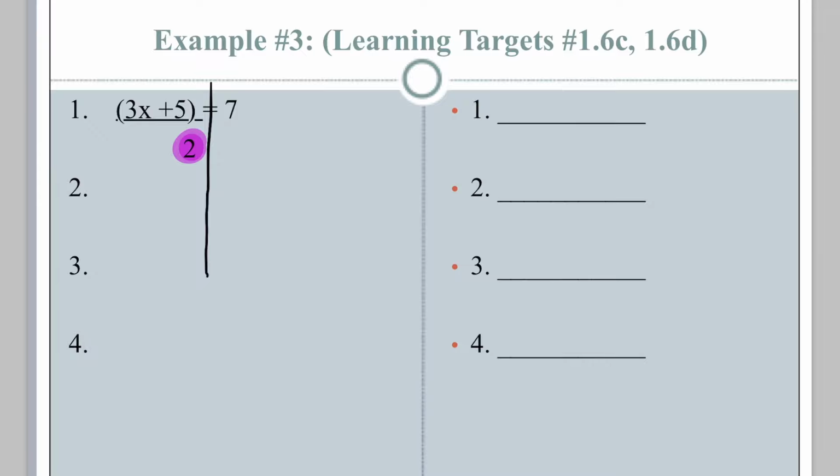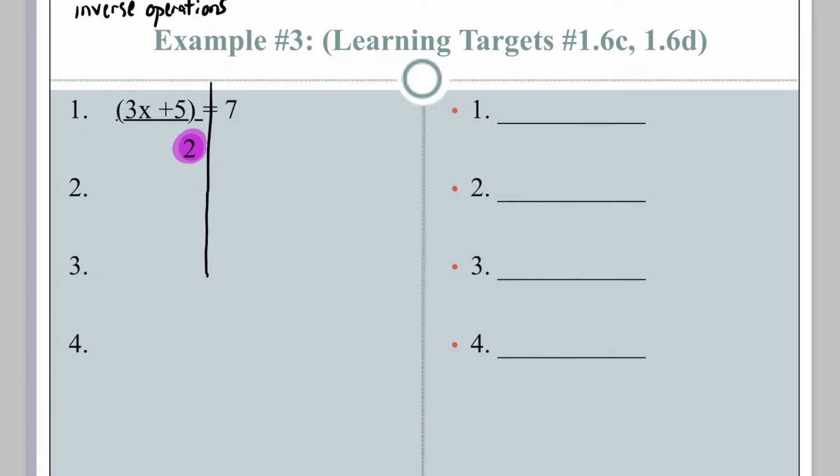So in this case, I have a 2 that is being divided. Well, now I need to look at inverse operations. Inverse operations are operations that undo the work of another operation. So in this case, the inverse of division is multiplication. So we're looking at inverse operations, and our inverse operation of division is multiplication.